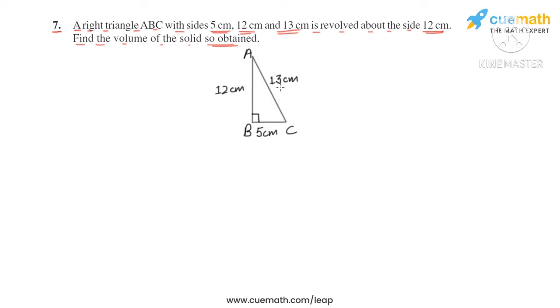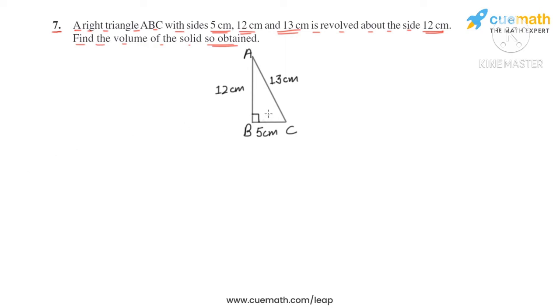Now why have we taken 13 as hypotenuse and 12 and 5 as the other two legs? Because it is a right triangle and it should form a Pythagorean triplet, that is, the sum of squares of two sides must be equal to the square of the third side, that is 5 square plus 12 square will be equal to 13 square. That is why 13 is the hypotenuse.